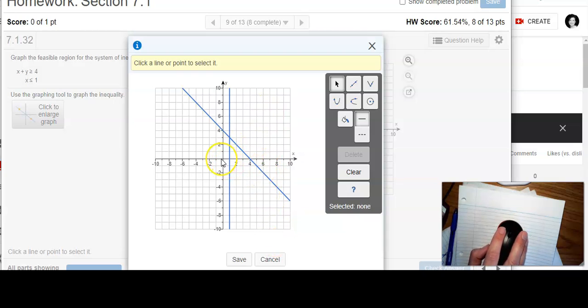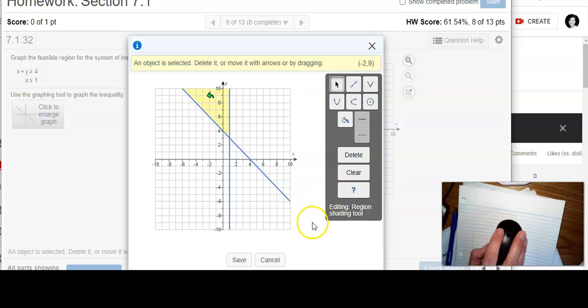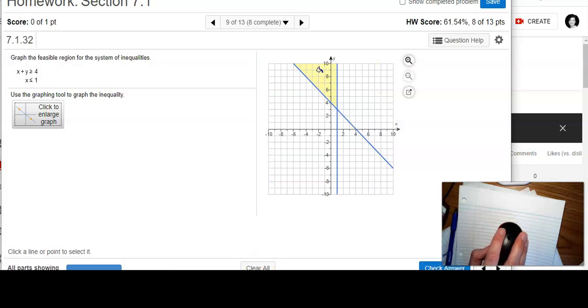So I'm going to grab 0, 0 and see if it works. Is 0 plus 0 bigger than 4? No, it's not. Okay, so grab something up in this area. So let's grab 0, 8. Is 0 plus 8 bigger than 4? Yes. Is 0 smaller than 1? Yes. So that point up in this area satisfies both of them, so that's your feasible region.